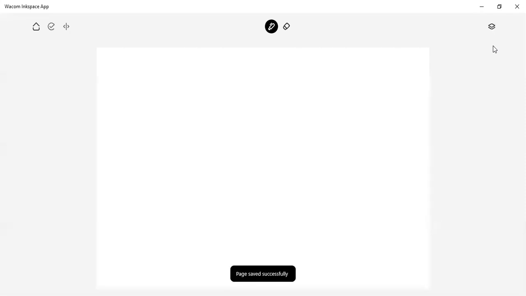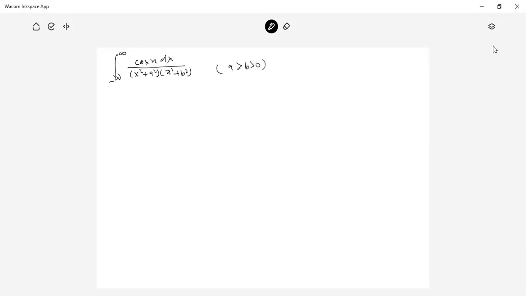and the other part is integral from minus infinity to plus infinity cos x dx divided by x square plus a square, x square plus b square, where a is greater than b and both are greater than 0. That is the positive case, and the positive case can be analyzed in the same way as before. This is 0, here it is x, minus R to plus R, and this is the curve in the upper half complex plane.